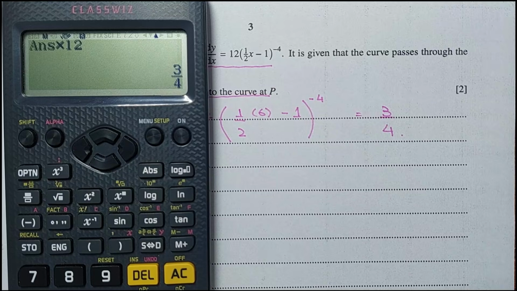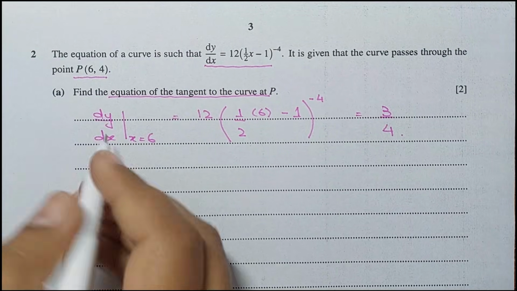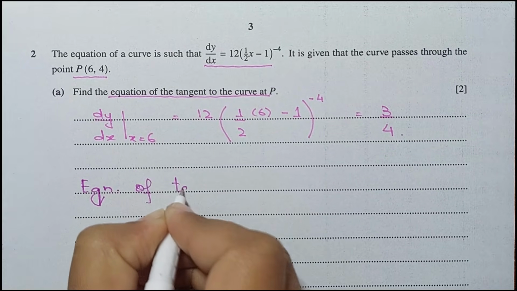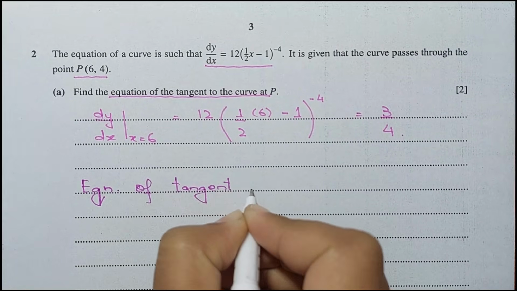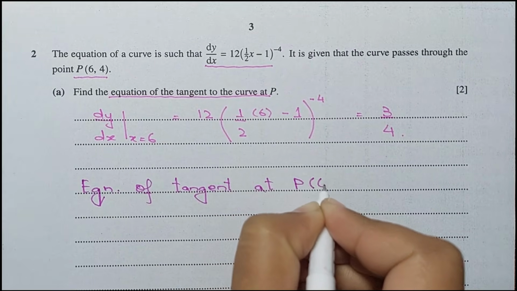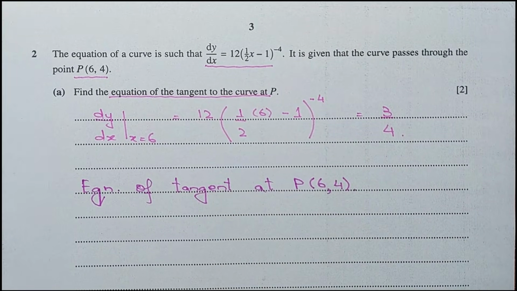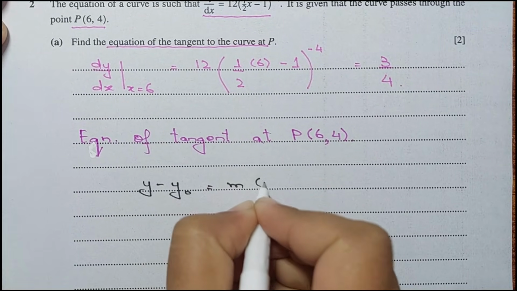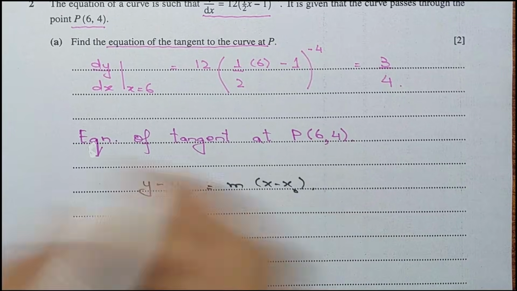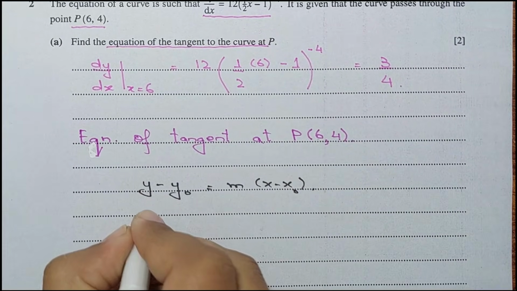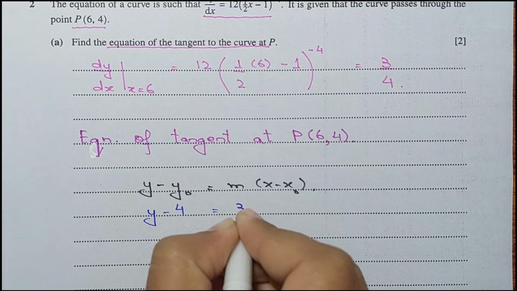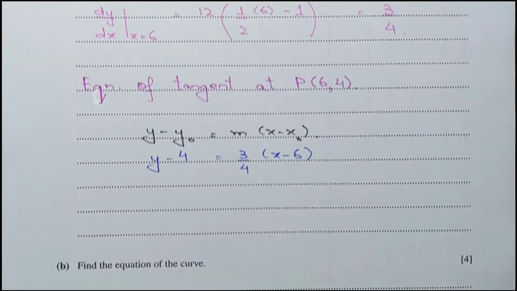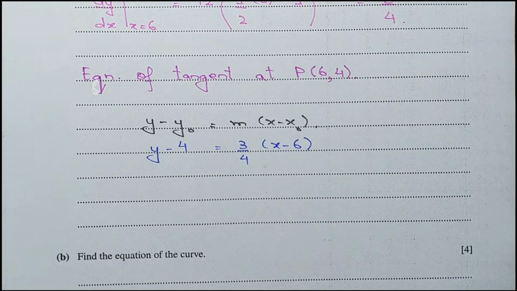Right, now we need to find the equation of the tangent easily. Sorry, the equation of the tangent at point P, which has coordinates 6 and 4. The equation of the tangent is y minus y naught equals m into x minus x naught, right? So this is x naught, this is y naught. So y minus 4, m is 3 by 4, into x minus 6. This would be the equation of the tangent to the curve at point P.